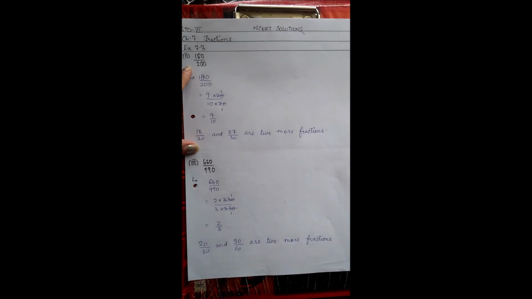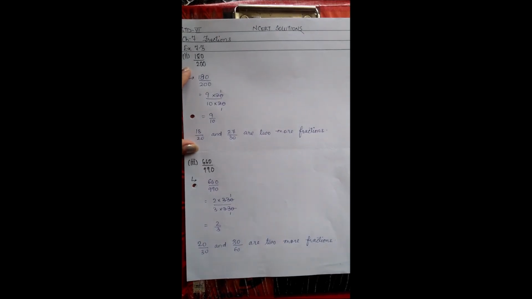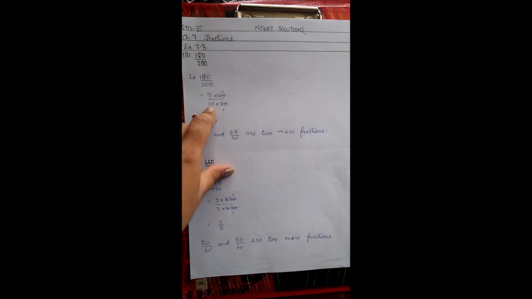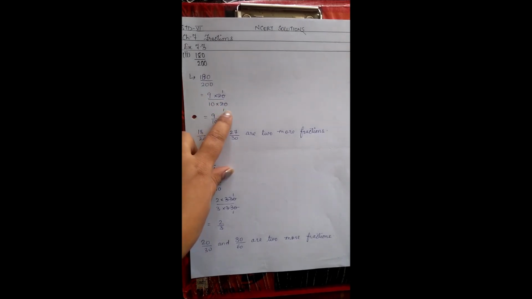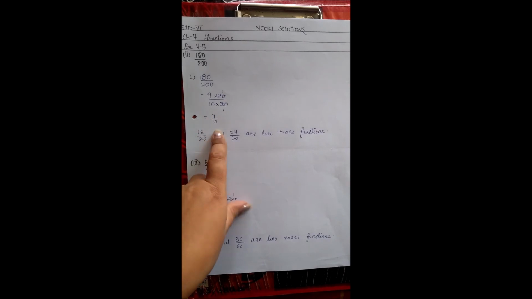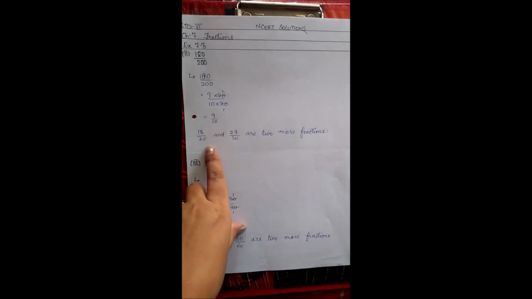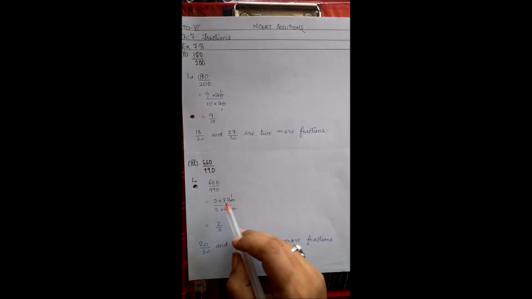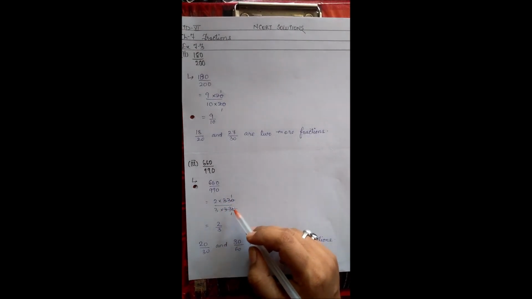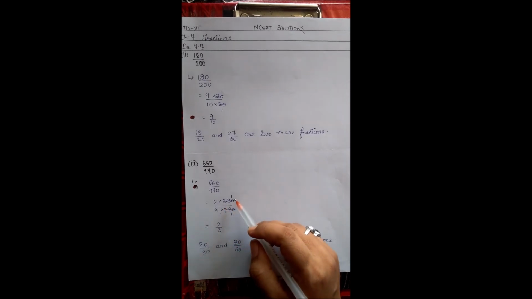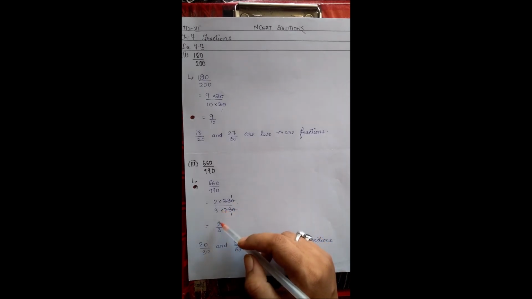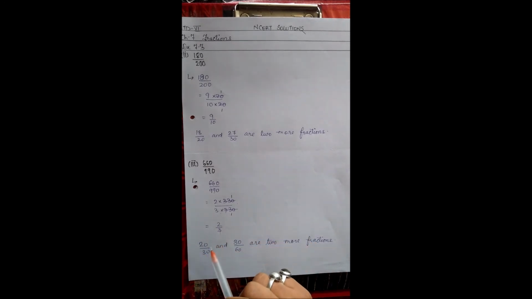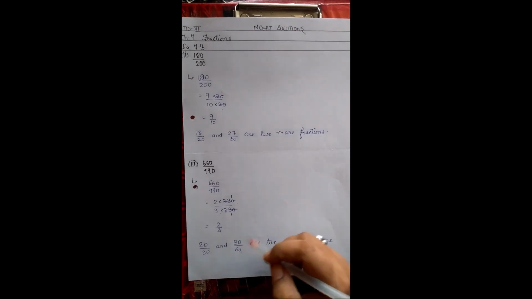Next, 180 upon 200. So 9 into 20 and 10 into 20. 20 will cut, so 9 upon 10. And two more fractions are 18 upon 20 and 27 upon 30. 660 and 990. So 2 into 330 and 3 into 330. 330 will cut, so there remains 2 upon 3. So another two fractions of 2 upon 3 are 20 upon 30 and 30 upon 60.